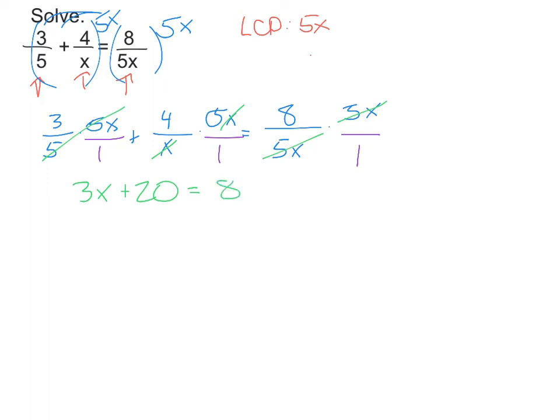And we're ready to go from there to solve. So this one's a little bit easier. We'll subtract the 20 on both sides. 3x is equal to negative 12. So x is negative 4.